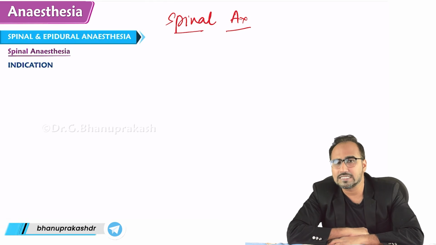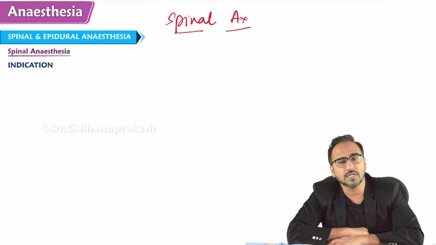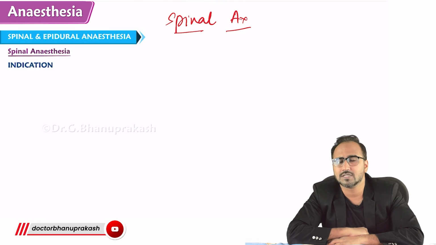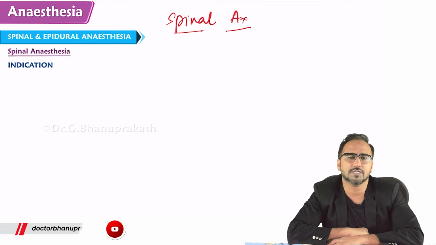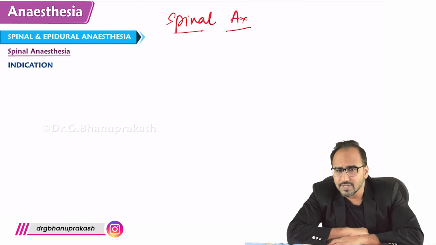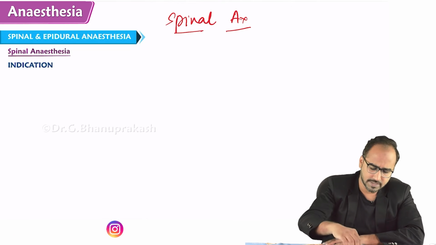For what surgeries do you go for spinal anesthesia? For surgeries done below the level of umbilicus within 2 to 3 hours of duration, you go for spinal anesthesia. What are the surgeries done below the level of umbilicus within 2 to 3 hours? It could be LSCS, appendix surgery, hernia surgery, diabetic foot surgery, or any testicular surgery. Any of these surgeries done within 2 to 3 hours of duration, you can go for spinal anesthesia. So we know the indication of spinal.